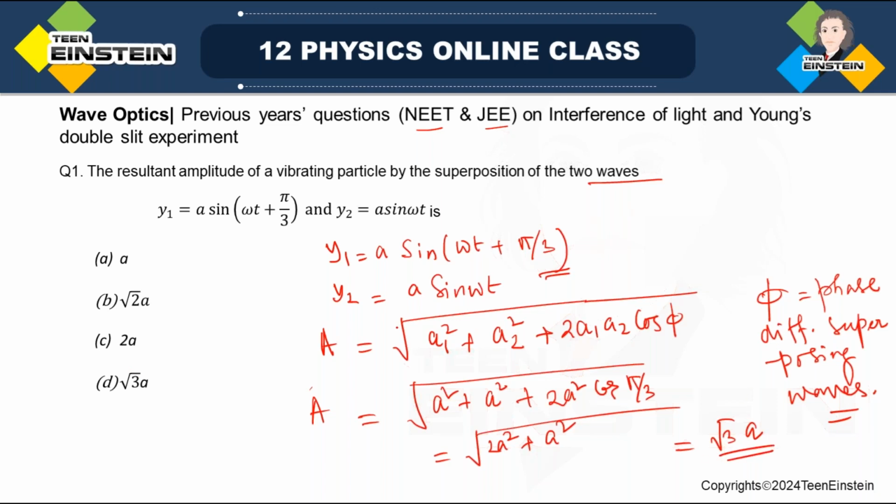So this is the trick you have to remember. You have to remember this formula for the resultant amplitude when two waves are superposing on each other. Then you just need to know the amplitudes and the phase difference between them. That will help you to find out the resultant intensity as well as the resultant amplitude. So this is the answer. Option D will be the answer for this question.